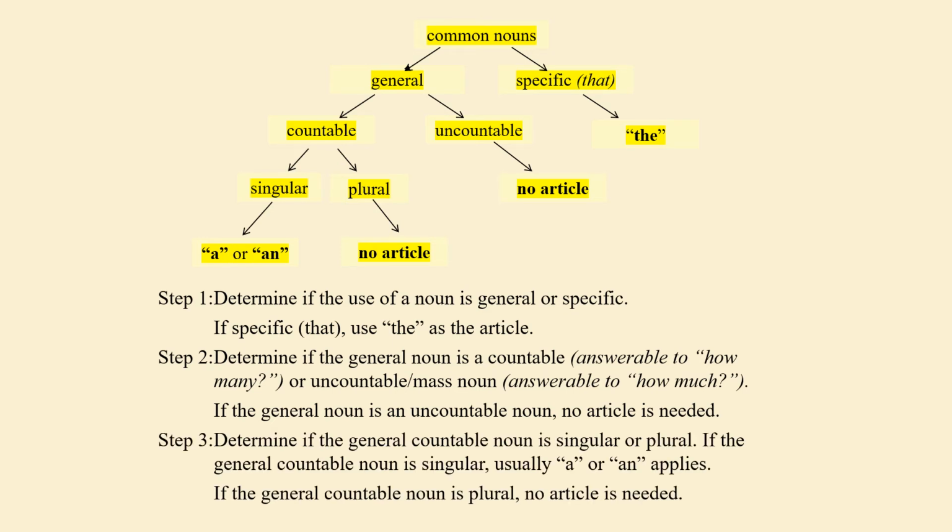Step 3. Determine if the general countable noun is singular or plural. If the general countable noun is singular, usually a or an applies. If the general countable noun is plural, no article is needed.